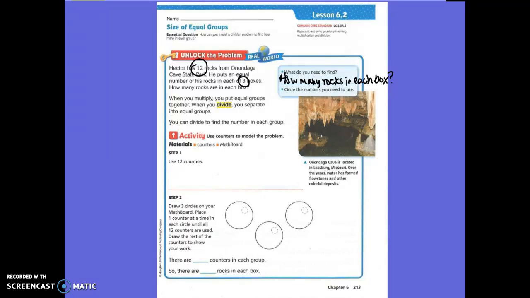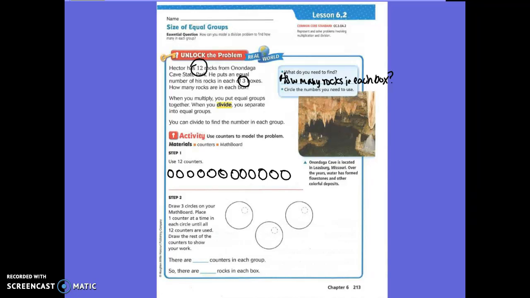So they're saying to use counters to model the problem. We're going to draw these counters. Step 1, use 12 counters. So let's just draw 12 counters in here, guys. 1, 2, 3, 4, 5, 6, 7, 8, 9, 10, 11, 12. Okay, so if we were pretending that we had 12 counters out, these would be our 12 counters.